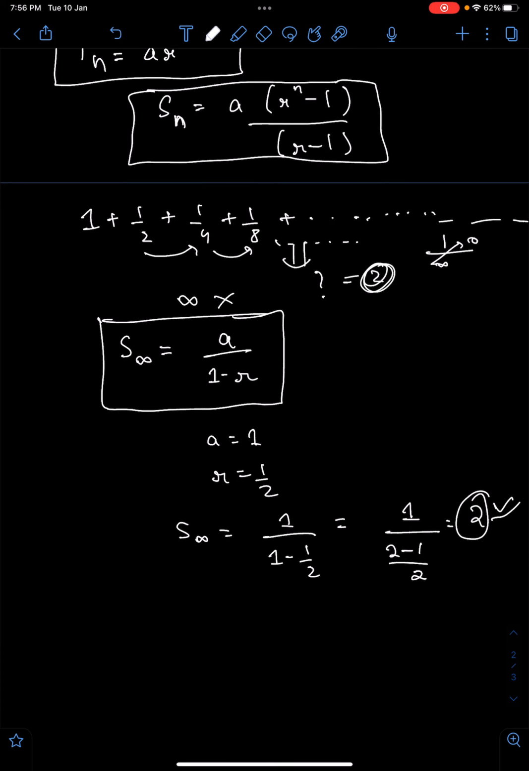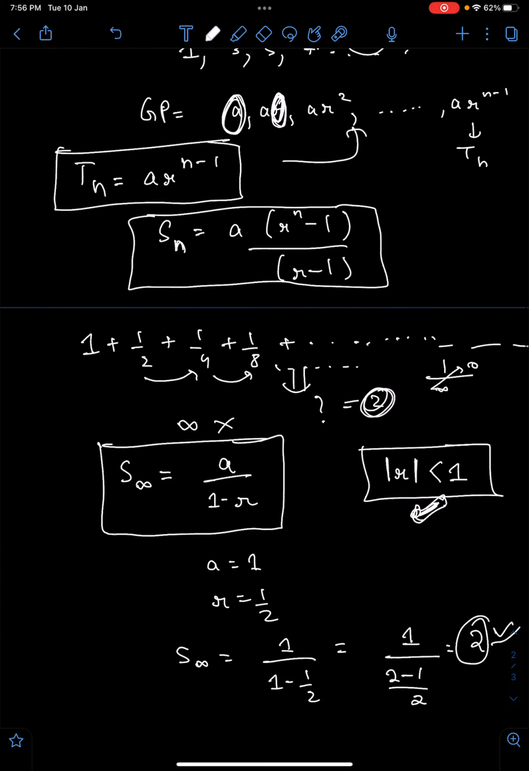Now there is a limitation for this formula. It's only applicable when mod of r is less than 1. Seems a bit weird, right? So let me just get to this point. We had talked about an example, right? 1, 2, 4, 8, etc. In this example, mod of r was greater than 1. If mod of r is greater than 1, the sum goes on to be infinity, right? So this formula cannot be applied.